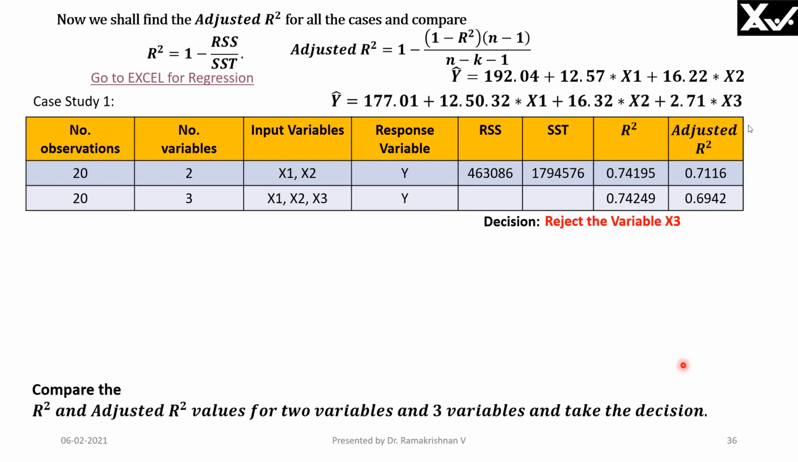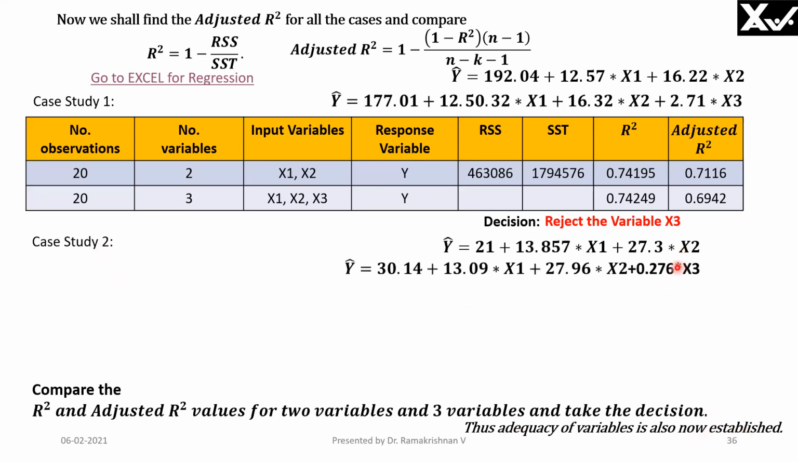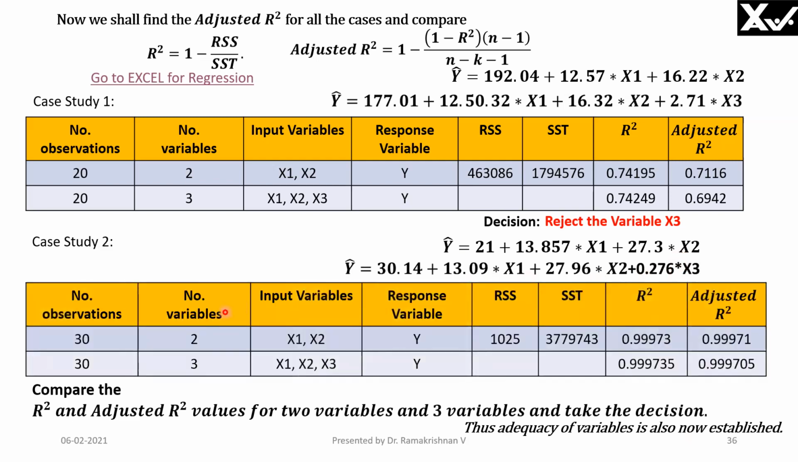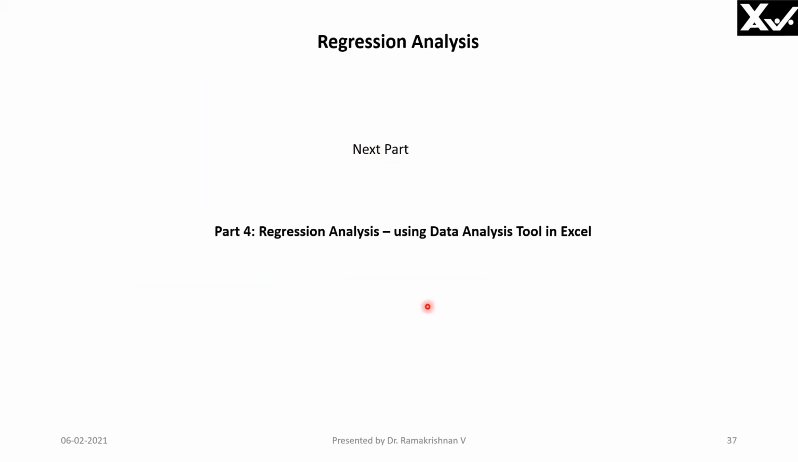Now, we can see here what is the thing. So, we have also established the adequacy of variables. Right? Case study 2, we will see here the 2 equations are given here with 2 variables and with 3 variables. R squared has increased slightly. Already it is perfect, but adjusted R squared has decreased here. Therefore, we reject the new variable. And we will see in the next part regression analysis completely in an instant.